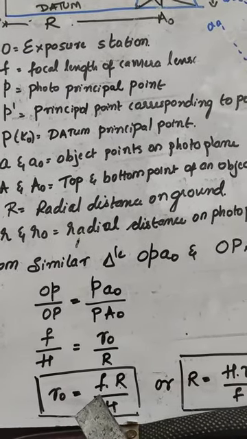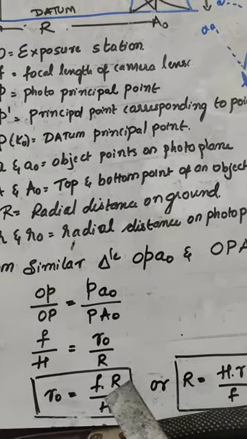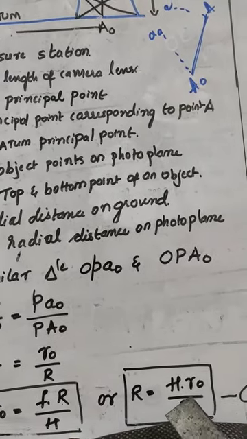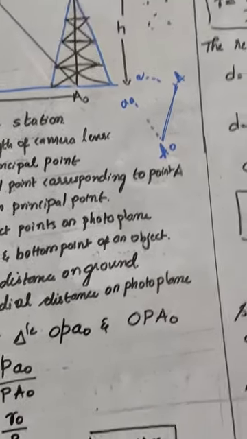So it becomes r0 equals F into R divided by H. If we take the same equation for capital R, we can write this expression as R equals H r0 divided by F. Let us take this as equation 1.